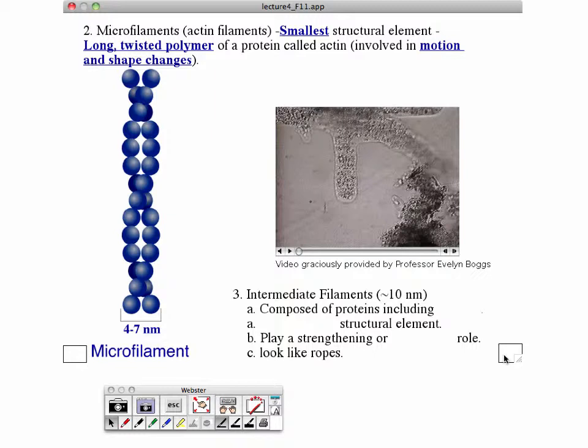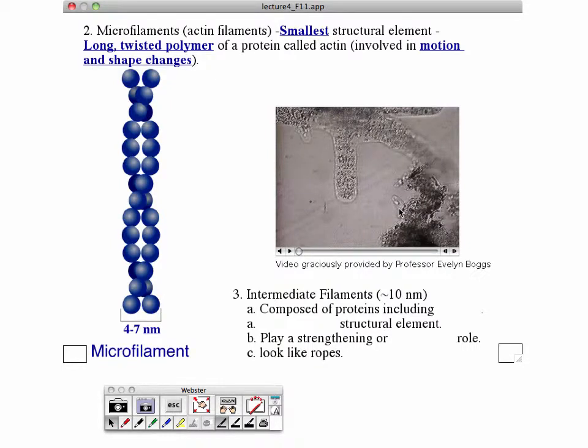And this particular image is actually a video that I'm going to play. And what it's showing is an amoeba. So like white blood cells, amoeba are also capable of forming these pseudopodia to try to reach out and bring in their food. So you can see right here that this particular amoeba is trying to reach out and grab in some nutrients via phagocytosis.